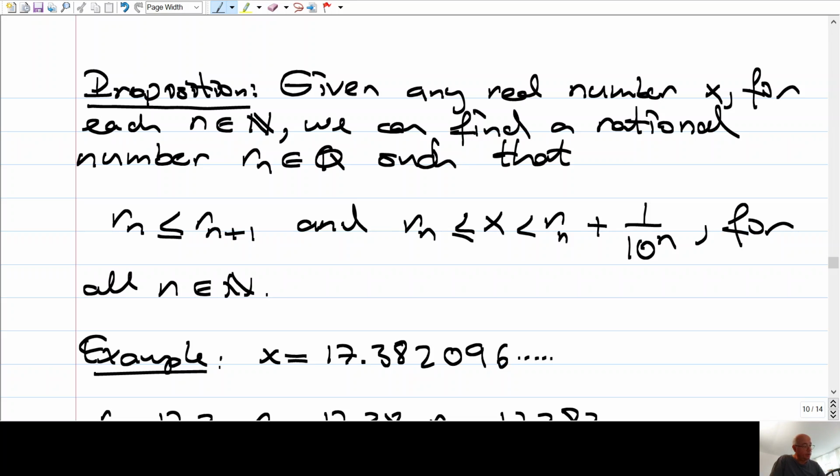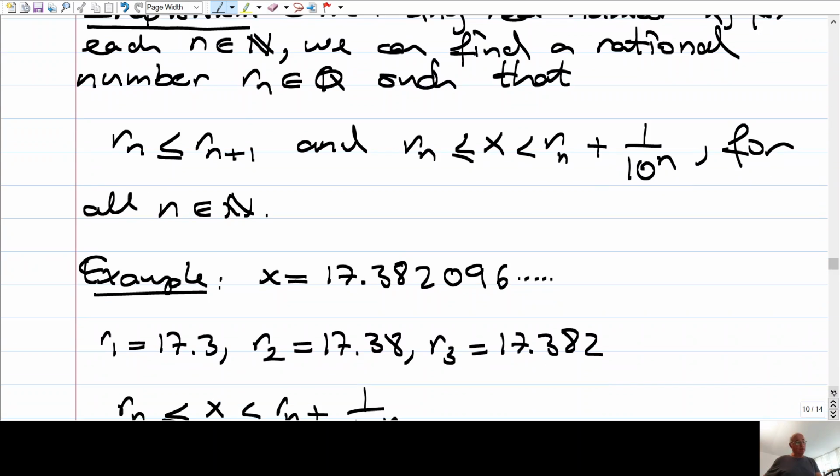Welcome all again. We will continue from the point we left off last time. We stated this theorem, this proposition: given a real number x, for each positive integer n, we can find a rational number Rn so that it satisfies this. Rn is nothing but the nth decimal expansion of the real number x.